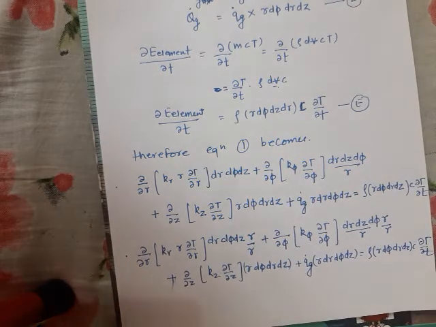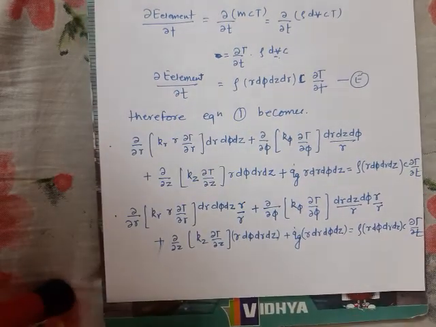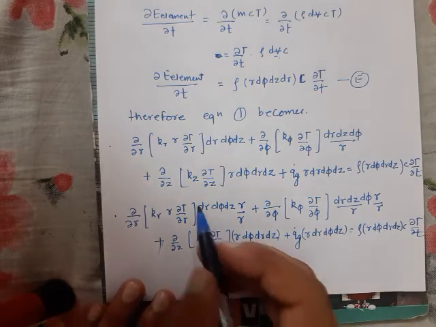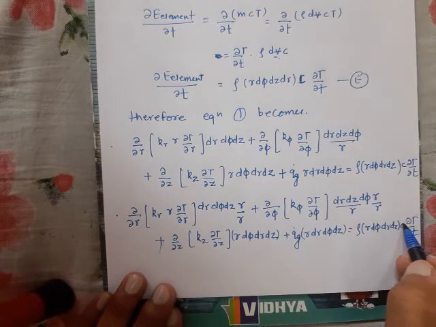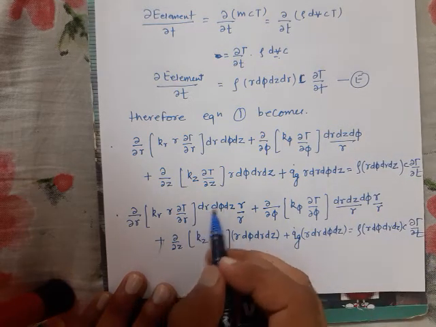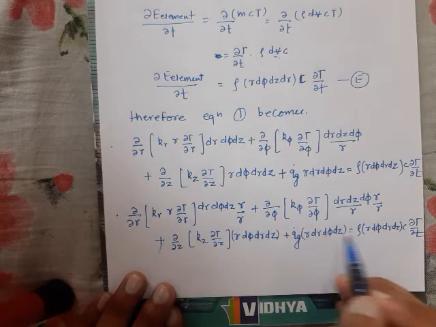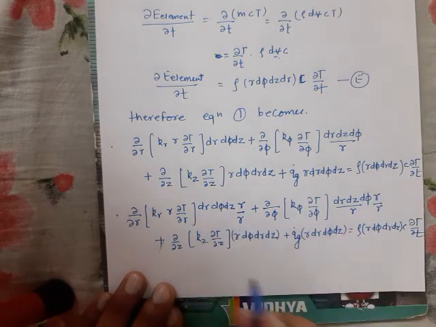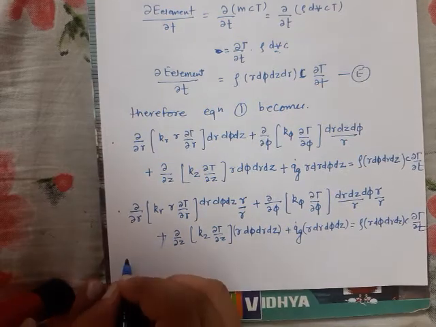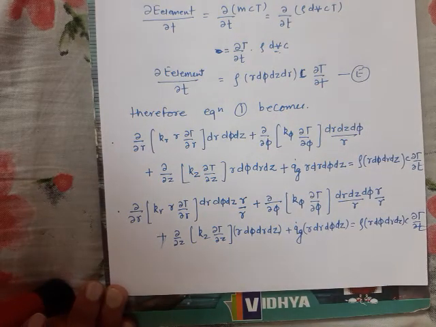I think it is clear to everyone. Now we can cancel the volume term from each term, since the volume of the element is constant. So cancelling out dr, d phi, dz, R from each term, what can the equation be written as now? Let me write on a separate paper.